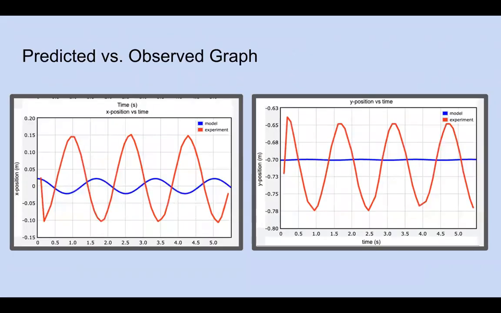Here's the predicted versus observed graph that I obtained. As you can see, the predicted and experimental lines don't match up to each other. This could be for a variety of reasons. One being that I calculated the spring constant using the period of oscillation from the data from the Y position, which may not line up with the X position data.